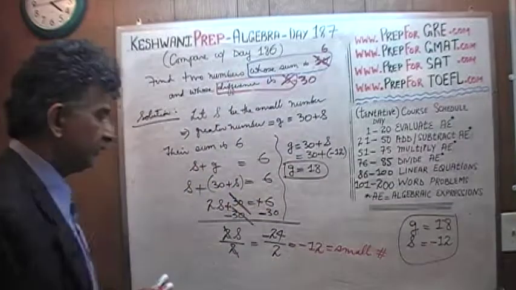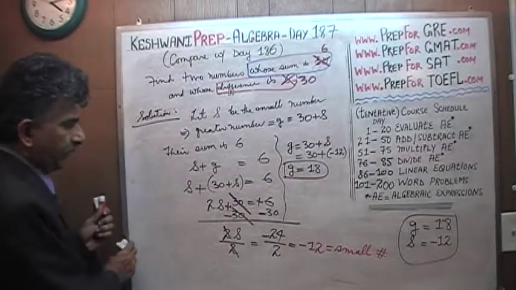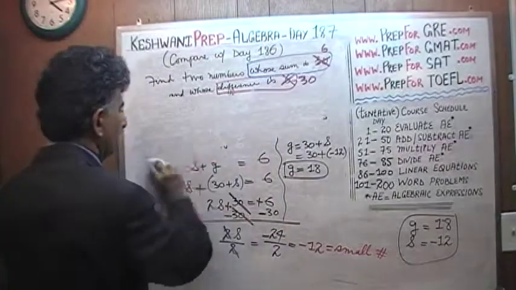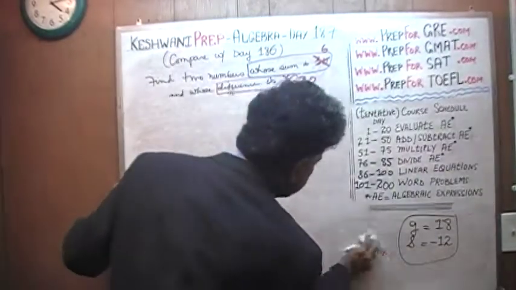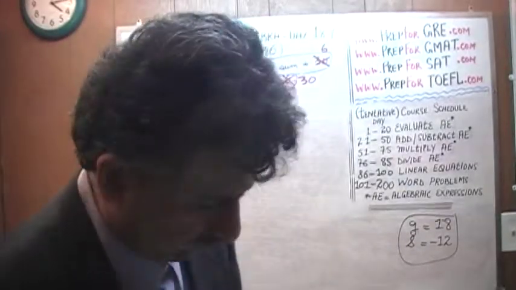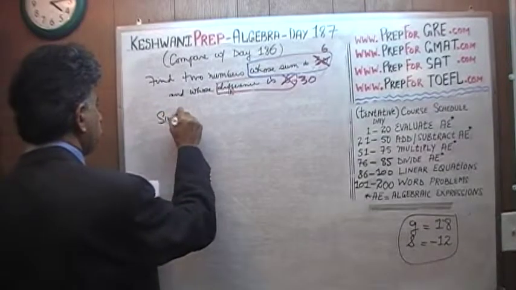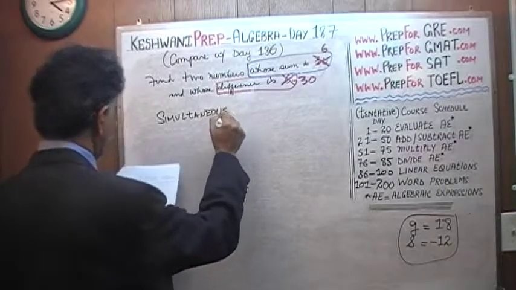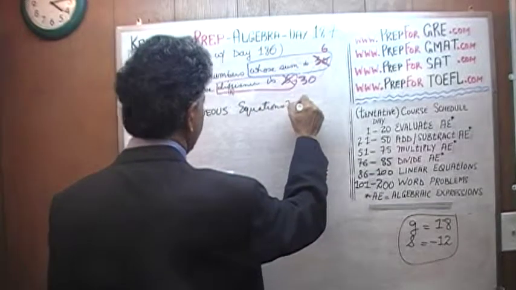Let's do that. I need a great deal of room, so I need to erase everything. So we're done with this method. And here's the solution. Simultaneous equations method.